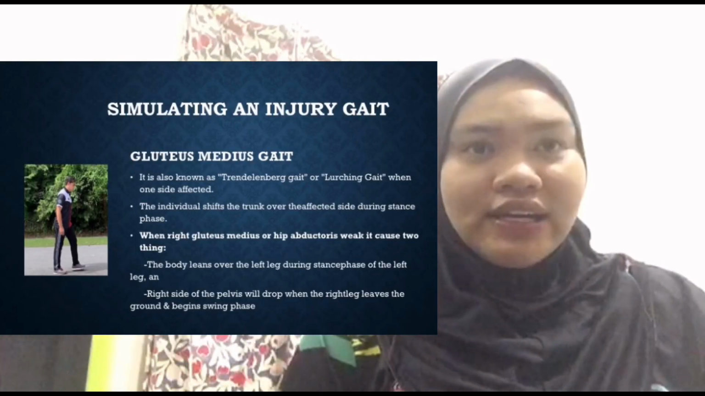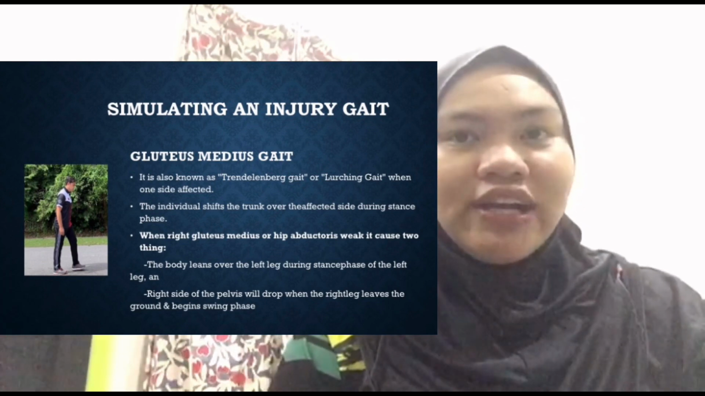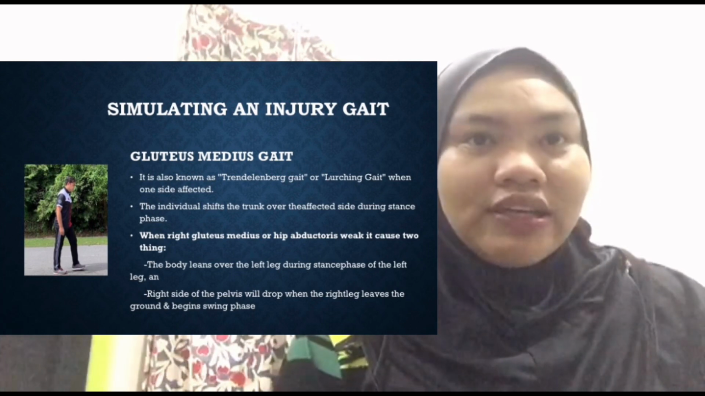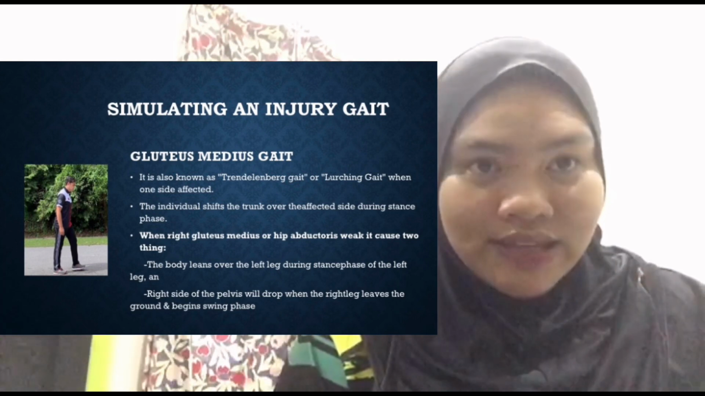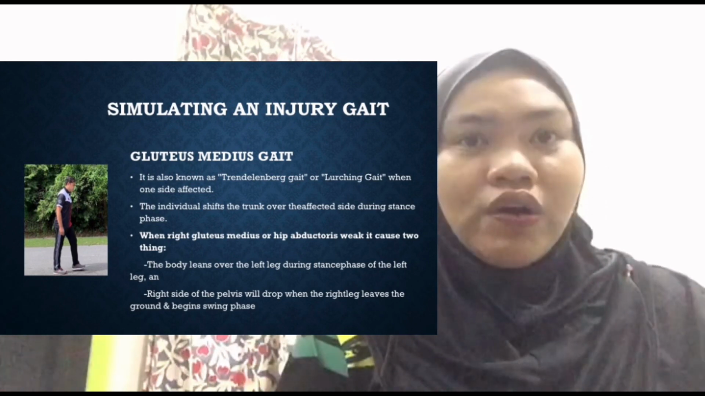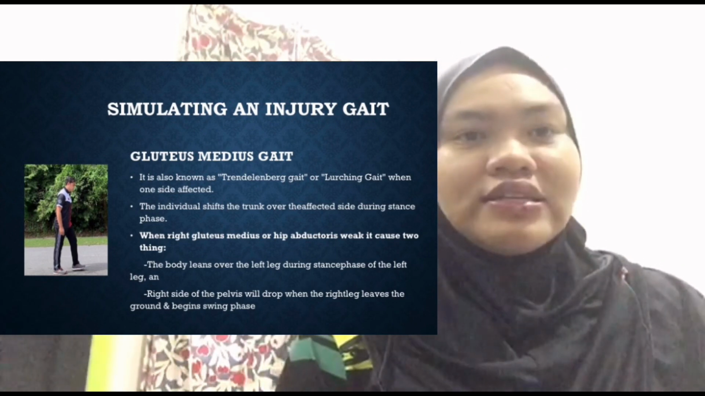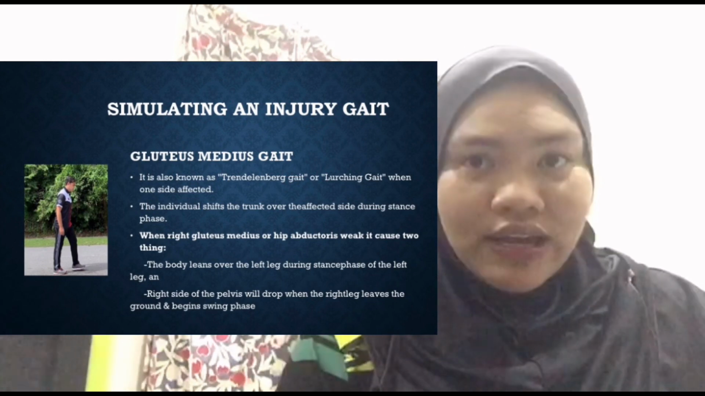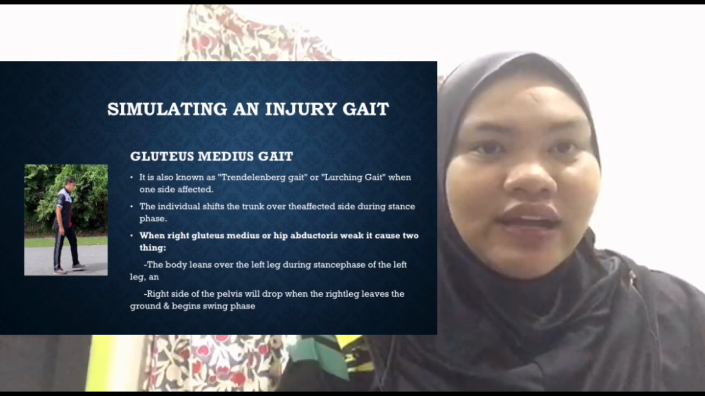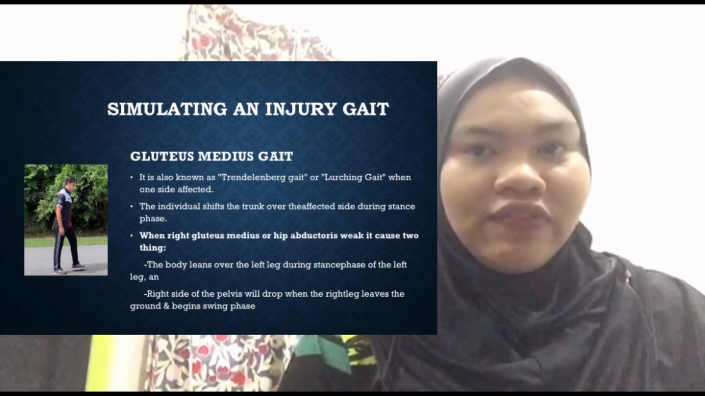Simulating an injury gait, gluteus medius gait. It is also known as Trendelenburg gait or lurching gait when one side is affected. The individual shifts the trunk over the affected side during stance phase. When the right gluteus medius or hip abductor is weak, it causes two things. The first thing is the body leans over the left leg during stance phase of the left leg. Second, the right side of the pelvis will drop when the right leg leaves the ground and begins swing phase.